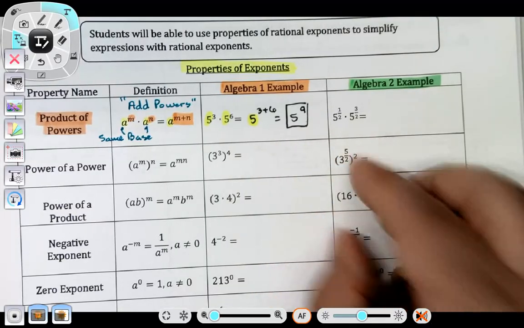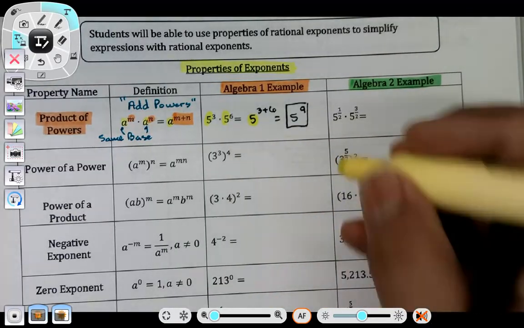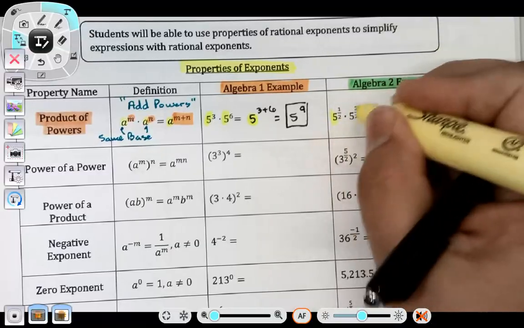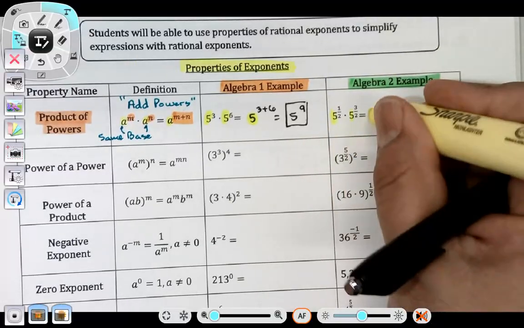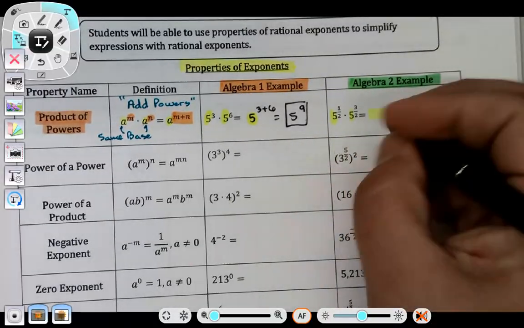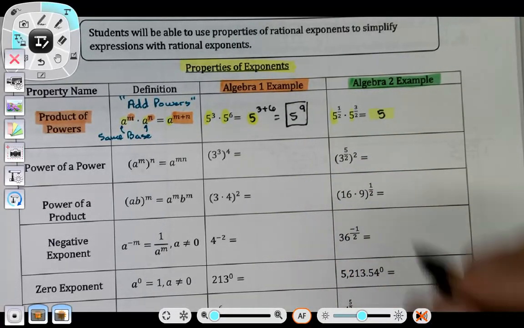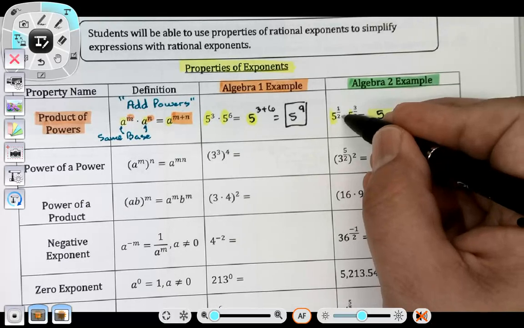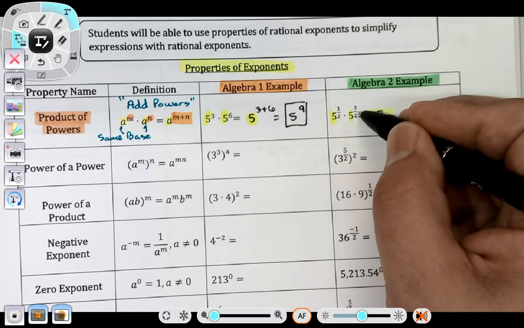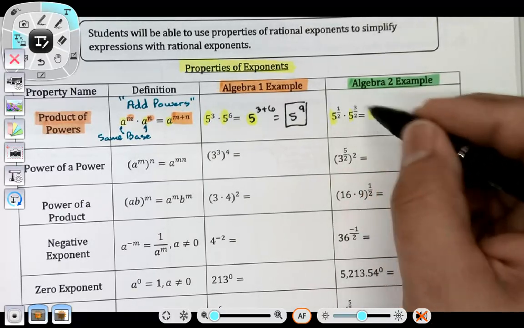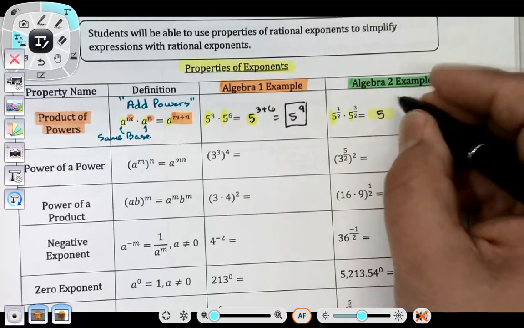Well, look at the Algebra 2 example. Very similar. We have the same base. Well, I should never write the same base twice. I'm just going to write it once. So here's that same base. But look at your powers. Your powers say a power of 1/2. Your power says a power of 3/2. But we talked about that. We know they mean radicals, but the rule hasn't changed.